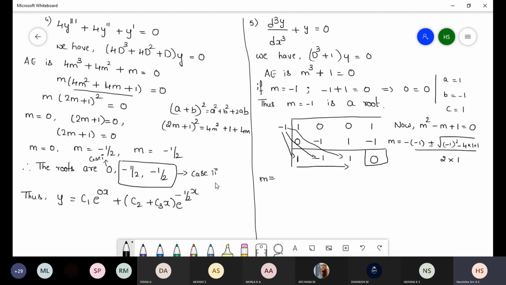So here m is equal to minus into minus plus 1, plus or minus root of 1 minus 4, divided by 2. So 1 plus or minus root of minus 3. This minus we can write as i square, because in the complex number i square value is minus 1. So I will write i square into 3, divided by 2. So 1 plus or minus i root 3 divided by 2. This is the value.